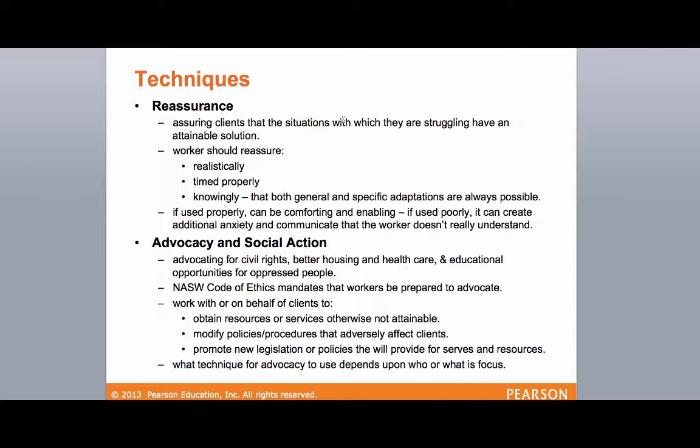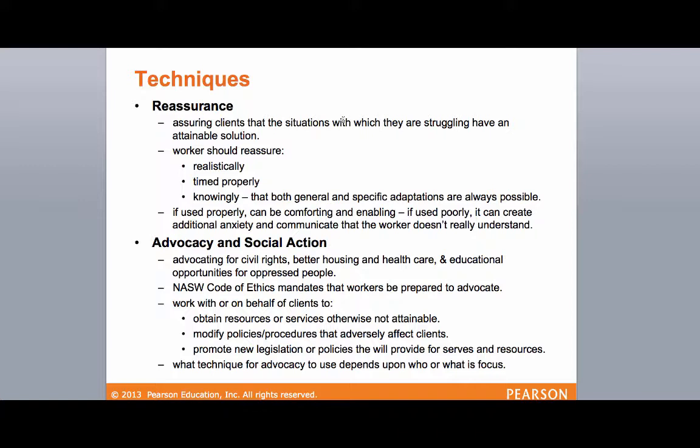In fact, our code of ethics does mandate that we advocate for clients, that we're prepared to advocate for clients whenever necessary, both on a micro and, I believe, a macro level. So that sometimes you're working on a larger scale, not necessarily even with a specific client, but perhaps a group of clients in mind, where you're agitating, meaning stirring things up, not being irritating necessarily. Okay, but advocating to obtain resources or services that aren't attainable otherwise.